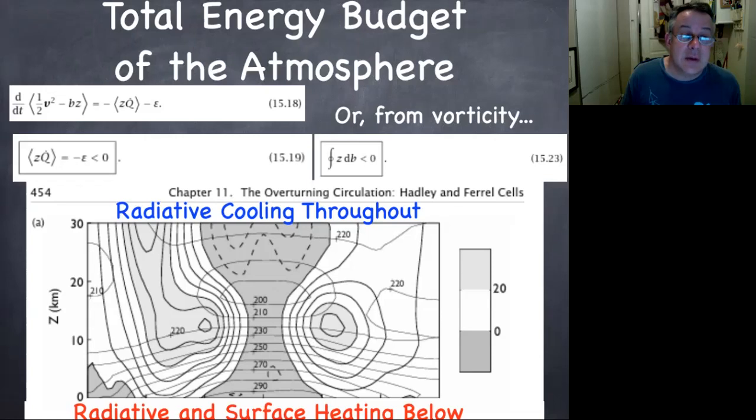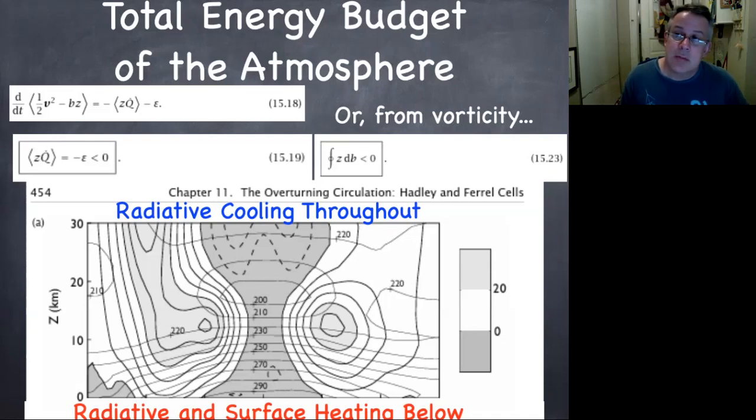So we tend to have a negative number overall, which means that this actually produces energy for the rest of the circulation. So the rate of change of kinetic energy and potential energy is minus zQ minus the dissipation. And if minus zQ is less than 0, then you can actually make this end up being positive for a while, which creates the energy. So the way that we say this is that the atmosphere is a heat engine. It is an engine for converting thermal energy into mechanical energy.